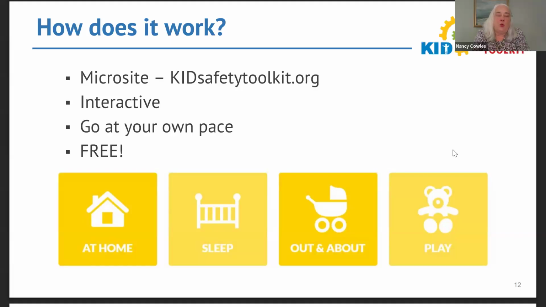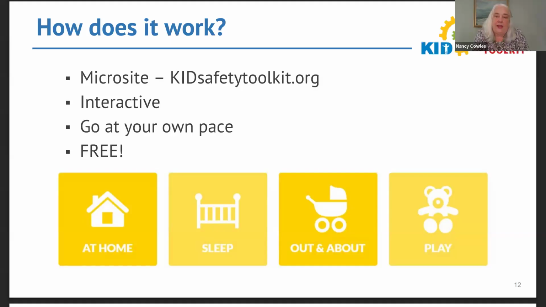The first module, which is the biggest one, the main toolkit, we divided up into these 4 areas. This is how KID always divided our information to parents, and so we use the same thing, whether they're products used at home, for sleep, when you're out and about, or for play. And each of those have different information in them. As I said, there are quizzes.